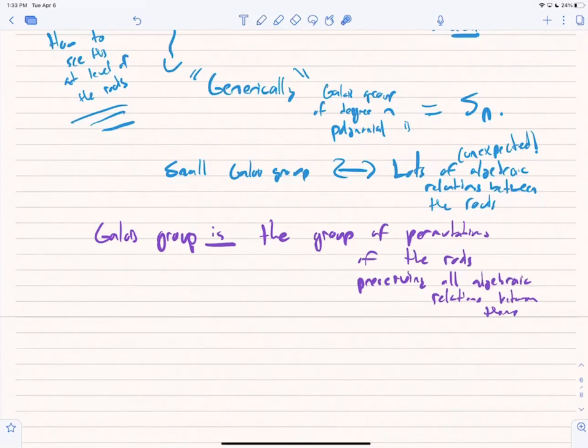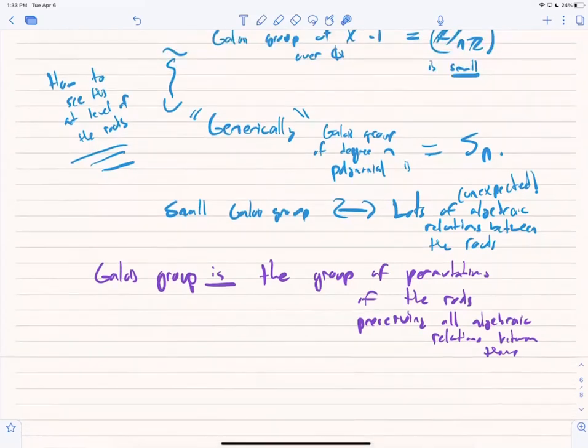So I'll make this precise in a moment, but the idea is the Galois group is the permutation of the roots that preserve the algebraic relations. That means if there are more algebraic relations, there are more things to preserve. That means the Galois group is going to get smaller.